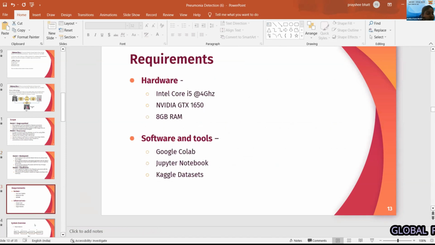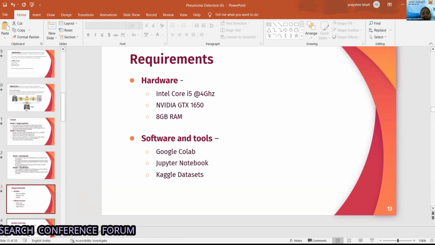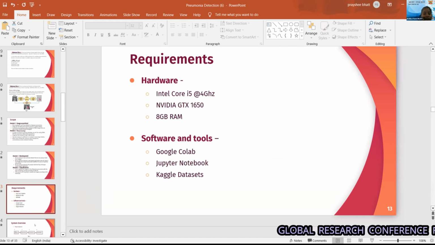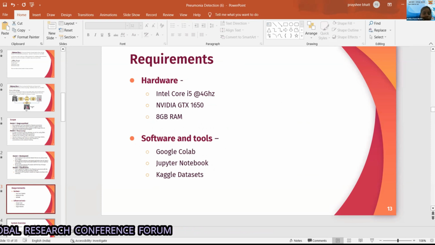Now the requirements for doing this process: we have hardware of Intel Core i5, NVIDIA GTX 1650, and 8 GB RAM. And the software needed for this is Google Colab, Jupyter Notebook, and Kaggle datasets.